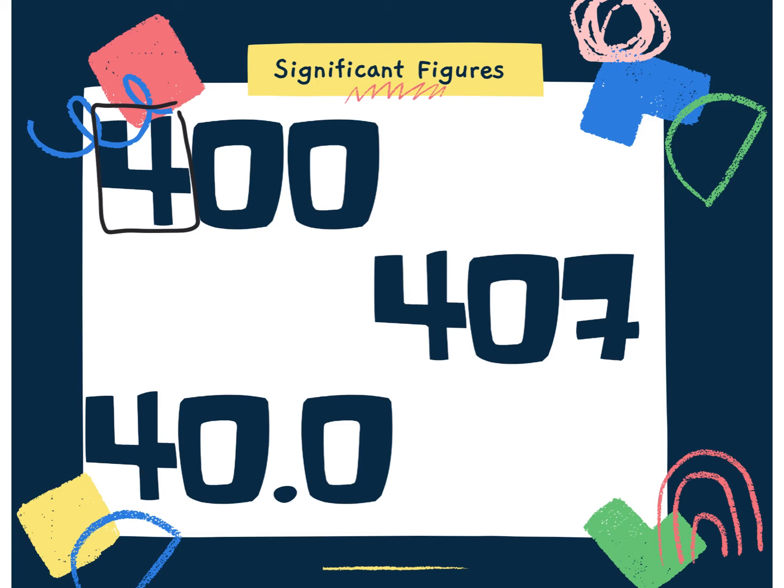Again, we don't know if that number used to be 407.1 or even 406.5. Both of those would round to 407. So the 4 is known, the 0 is known, and the 7 is the number that could have been rounded, which makes all three of these digits significant.